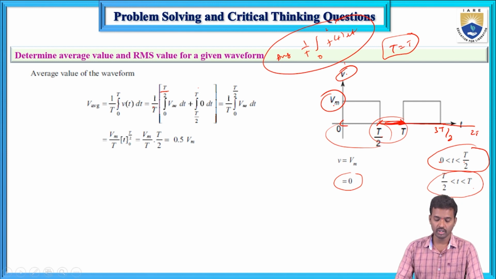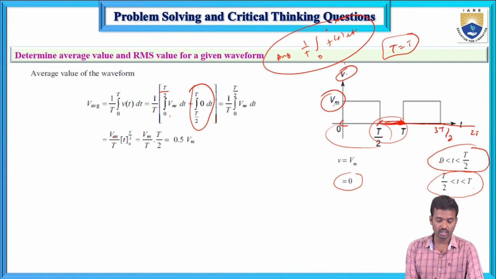So now if you integrate it, this value is completely 0, and here you consider only this one, 0 to T by 2 Vm. So 1 by T. Now the final equation is V average equals 1 by T, integral 0 to T by 2, Vm dt.